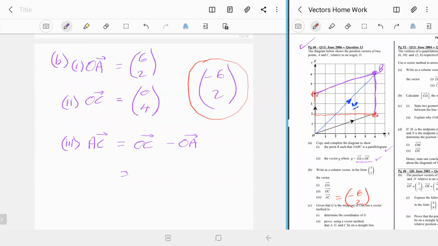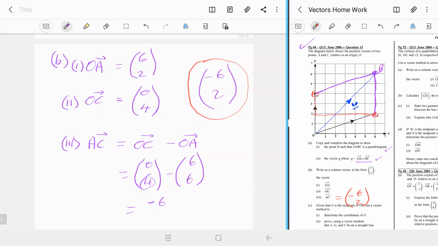OC is 0, 4. Minus OA, which I'm thinking is 6, 6. See it? 0 minus 6 is negative 6. And 4 is AC, so I'm going to get negative 6, 2. A to C is negative 6, 2. So I'm going to get that.